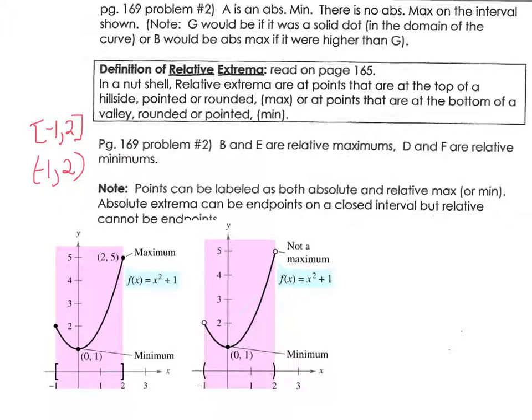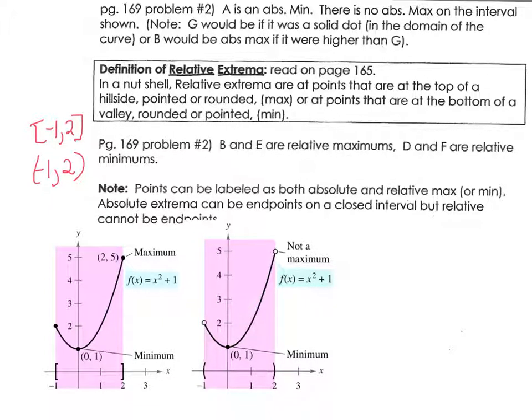So if the endpoints are not included, what we do is we draw some open circles at -1 and at 2. Because there is an open dot at (2, 5), it is not considered an absolute max. In fact, we don't have an absolute max because these y values are getting closer and closer to 5, but not reaching it necessarily. We do definitely have an absolute minimum at (0, 1).